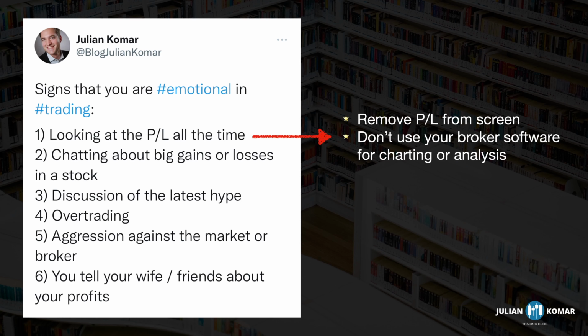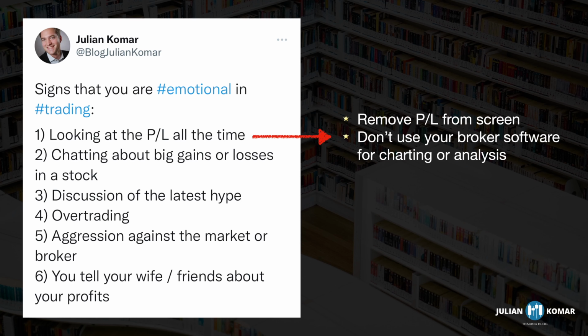I personally only use the broker software for typing in orders and maybe checking my P&L at the end of the day. And I track all the profits and losses in a separate spreadsheet. I update the spreadsheet in the evening or in the morning on the next day. So that's all. I look at my P&L once a day.